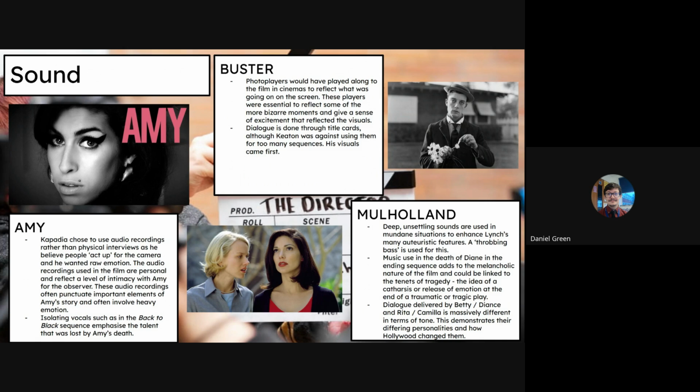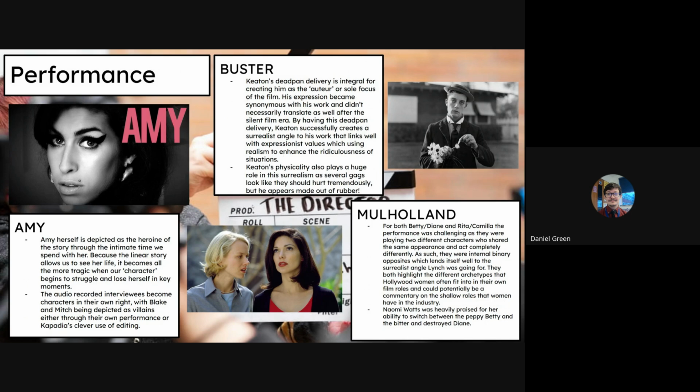So having her die towards the end of the film and then having this sort of melancholic sound with overlaps of superimposition of Betty's face and happier moments adds to the trauma and the catharsis of releasing that emotion at the end of the film. Also, dialogue delivered by Betty, and apparently the name is Diane, but Diane, and Rita and Camilla is massively different in terms of their tone. So this comes under performance a little bit, but dialogue is quite interesting for both of them because their dialogue changes quite abruptly depending on who they're playing.